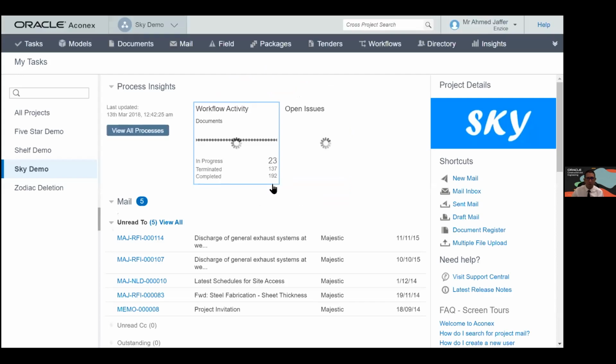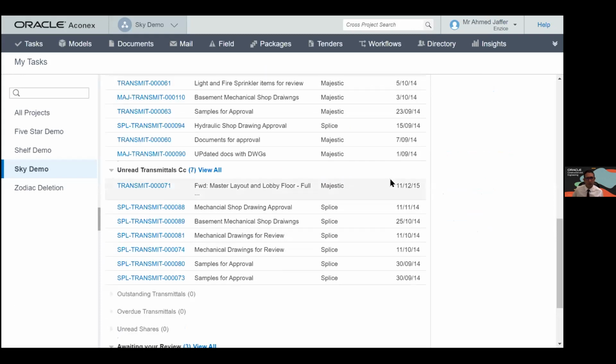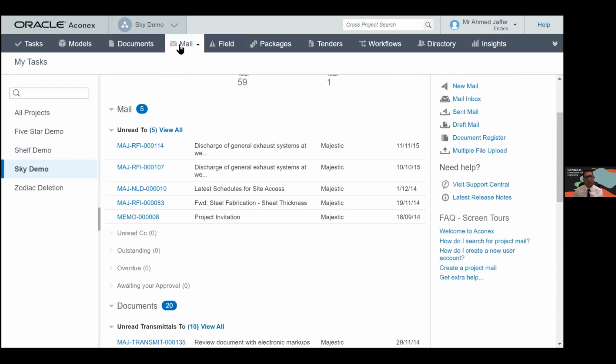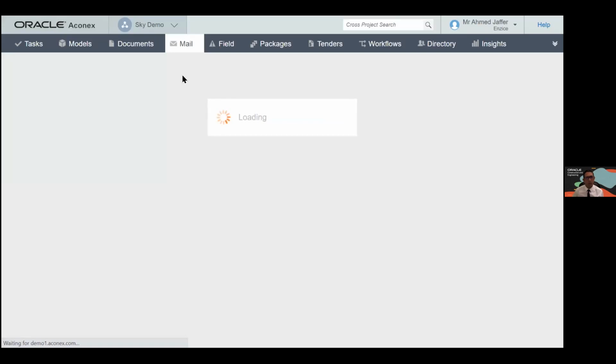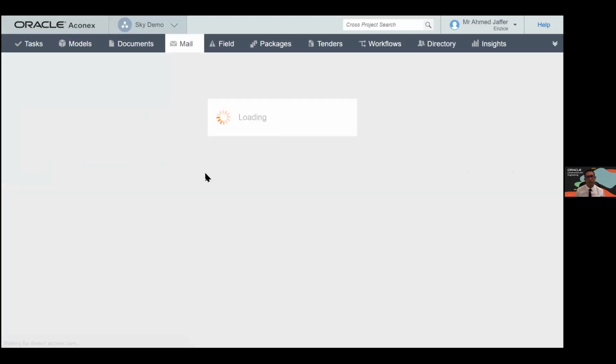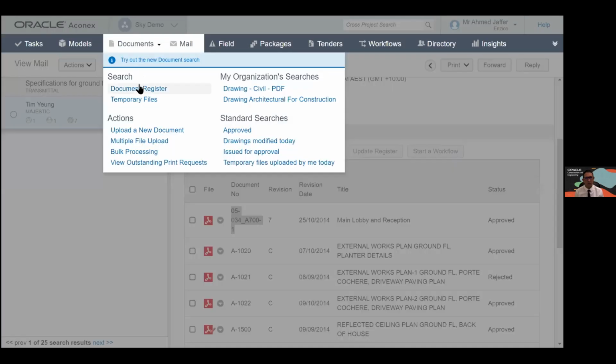Okay. So on the task page, you've now got the various transmitters that have come in. So we've got the various unread transmitters that have come in. We could also look at them from the mail function. As you can see, this is the same piece of correspondence that we've sent. If you open the mail here, you can see the document here, for instance.